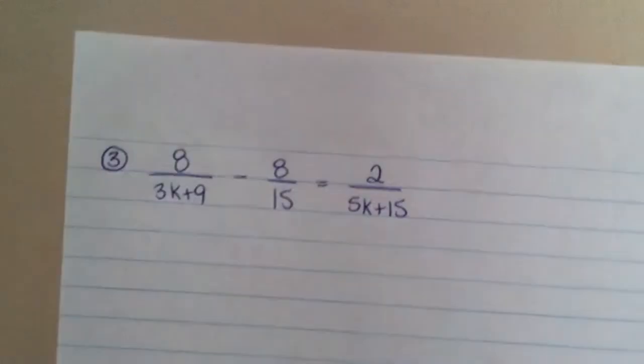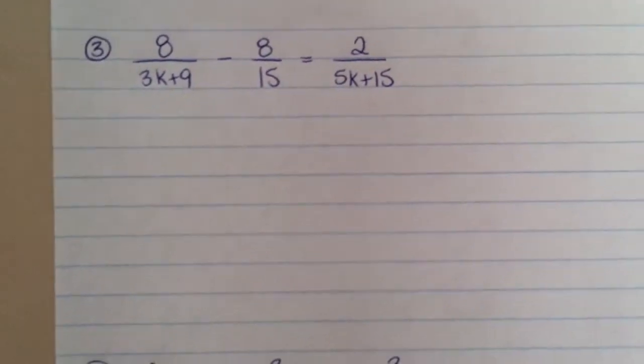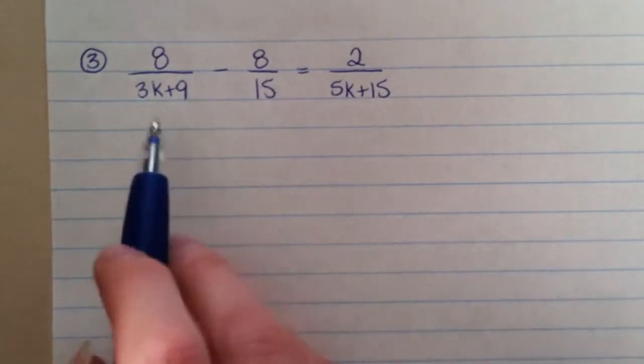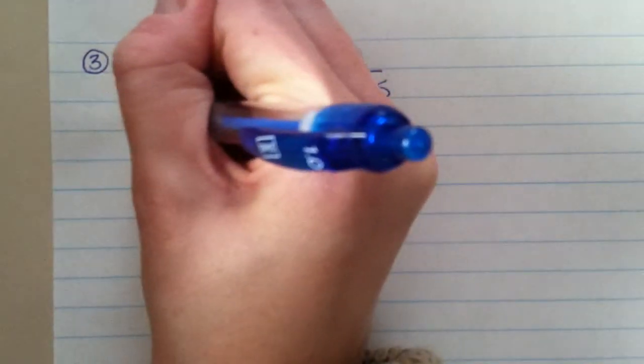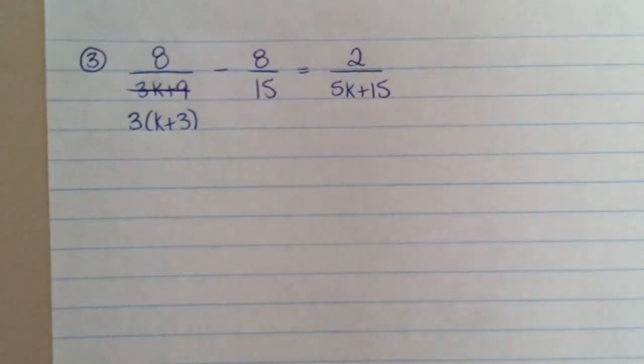Now let's go a little more difficult. Let's try binomials in our denominators. Before I can figure out what my common denominator is, though, I would have to factor everything. So for 3k plus 9, let's take out a 3. That leaves me with k plus 3. So we're done with that. That denominator has now changed from 3k plus 9 to 3 times k plus 3.